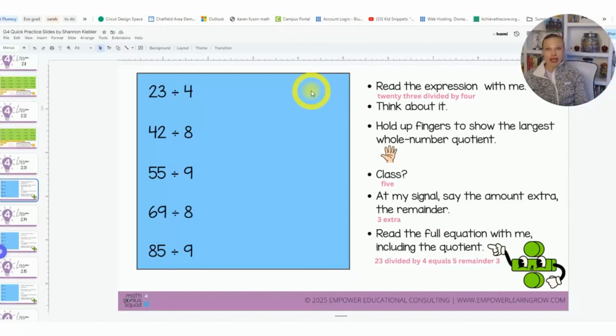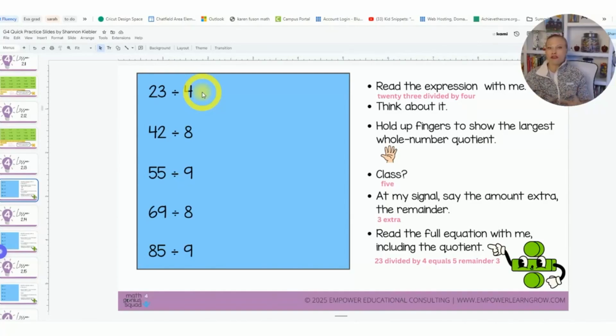So think about it, okay? All the students are putting this up on their chest right now. And the student leader would say class, and the whole class would say 5. Then the student leader would say, at my signal, say the amount extra, the remainder. Think about it. Class, and the whole class would say 3 extra. Read the full equation with me, including the quotient. 23 divided by 4 equals 5, remainder 3. Okay, now, if we don't have that, remember, you always scaffold for what the students are needing.